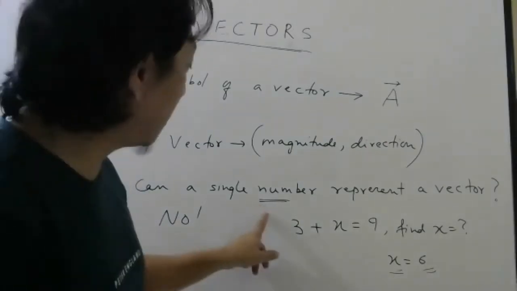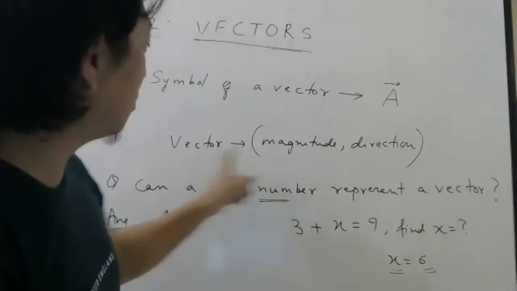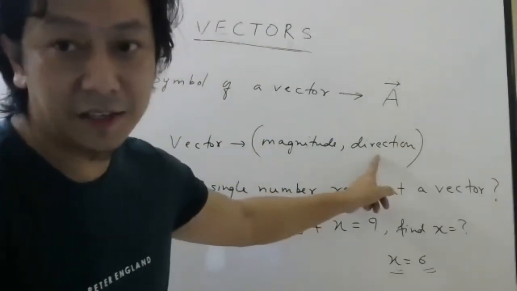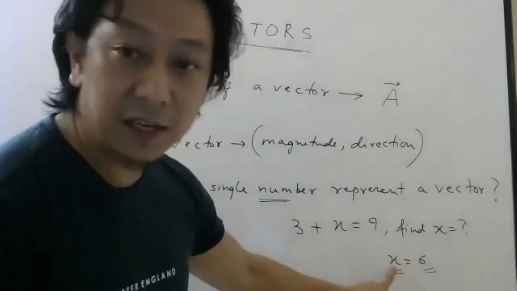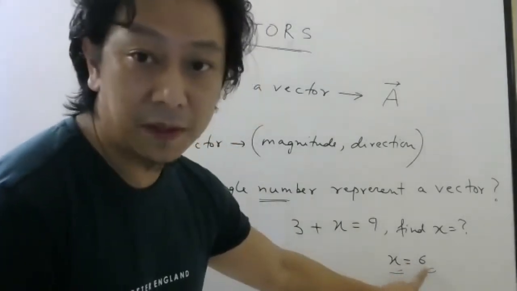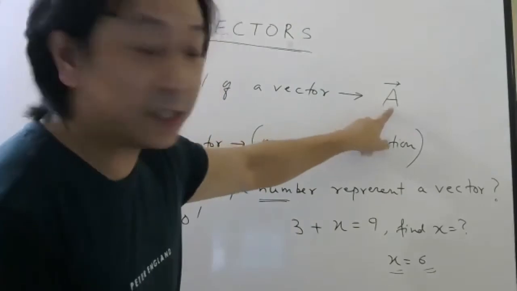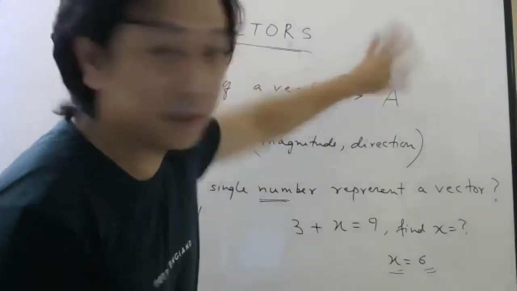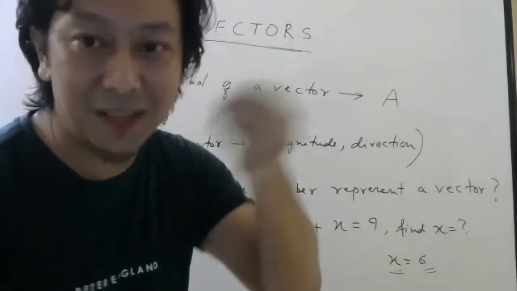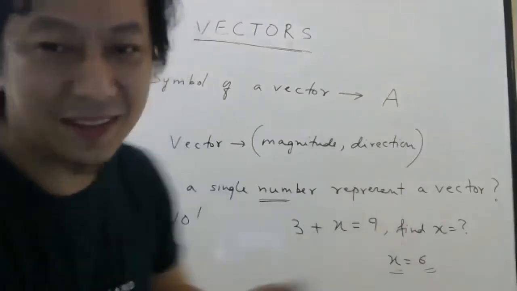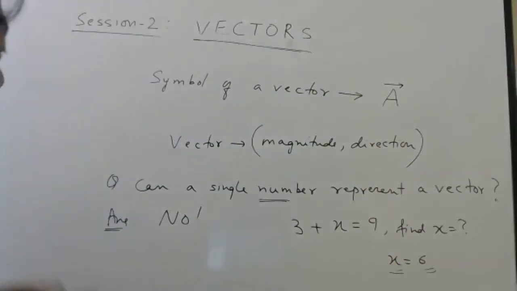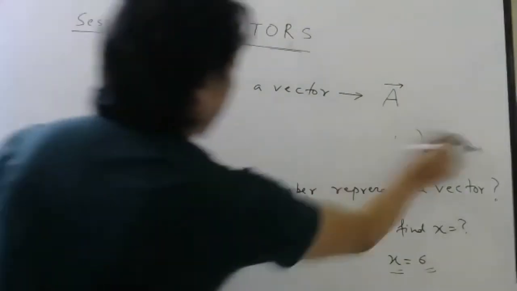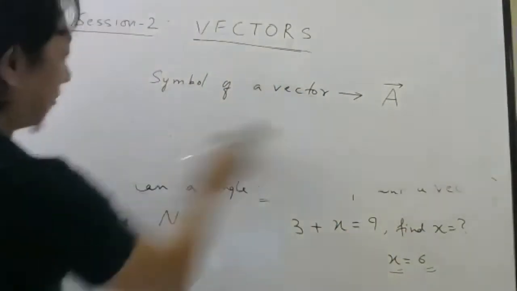So a single number cannot represent a vector because a vector should have magnitude as well as direction. Since you have a habit of writing numbers for letters, I don't want this to be simply a letter like this. If it is simply a letter, you may think it represents some number, which is not the case. So I'm putting an arrow mark. So we write the symbol of a vector this way.